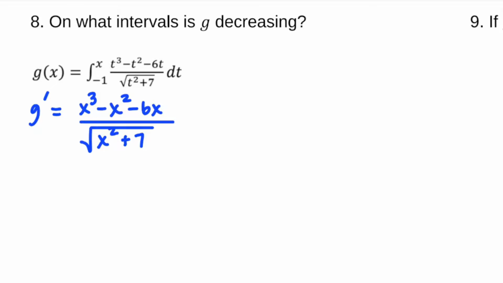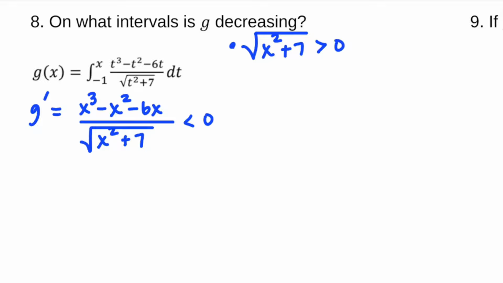Okay, and that's my derivative, and I'm interested in where this is less than 0. What's going to happen here is we're going to be disregarding the denominator. I'm going to point out that the square root of x squared plus 7 is always greater than 0, first of all, because it's a positive square root.